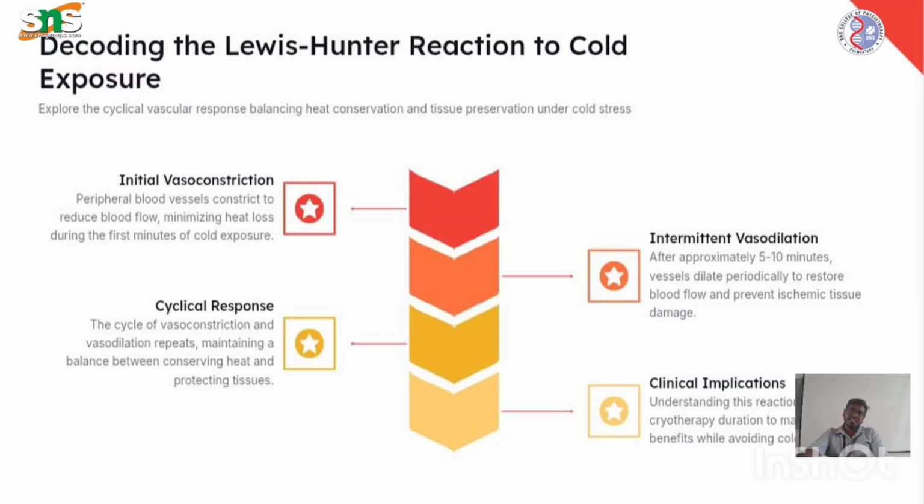Decoding the Lewis Hunting reaction to cold exposure: initially it causes vasoconstriction. Due to vasoconstriction, the peripheral blood vessels constrict, which reduces the blood flow and also minimizes heat loss during the first minutes of the cold exposure. Intermittently, it shows vasodilation, approximately every 5 to 10 minutes, where the vessels dilate periodically to restore the blood flow as well as to prevent ischemic tissue damage.